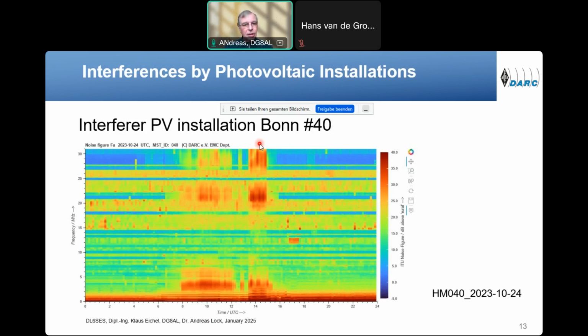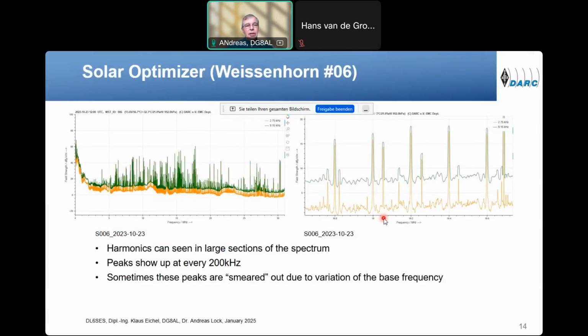For certain lengths they are in resonance, for other lengths the signals cancel out, and therefore the diagrams always have a different shape depending on the PV installation. But you see the disturbance level is more in the orange and red part, so the disturbance levels are very, very high.